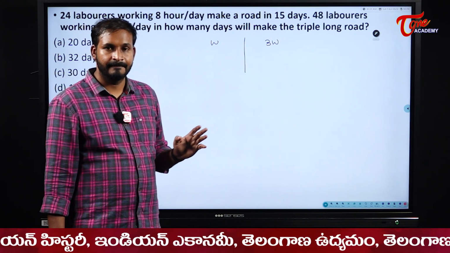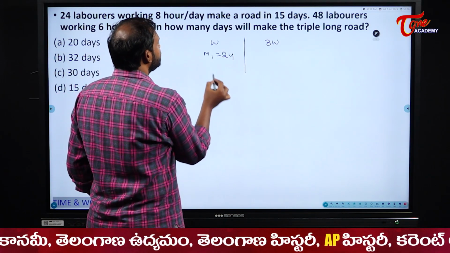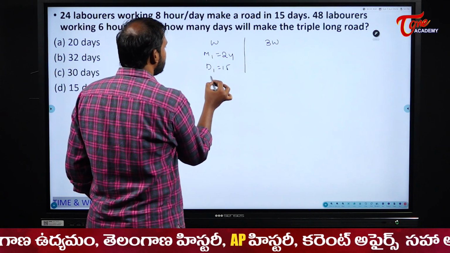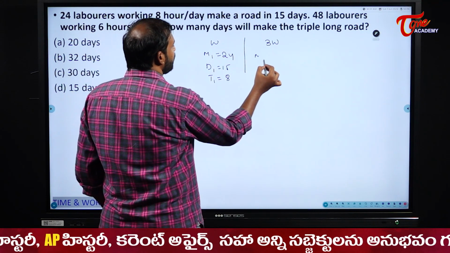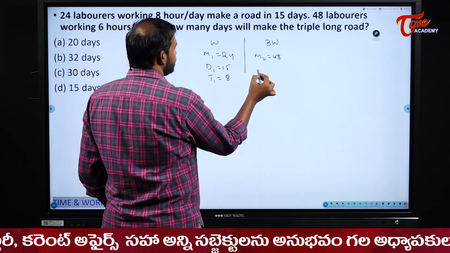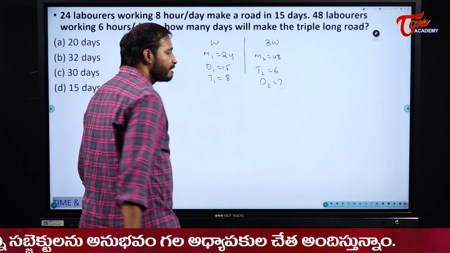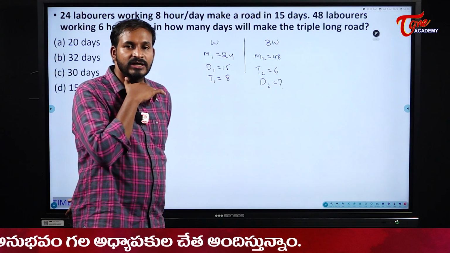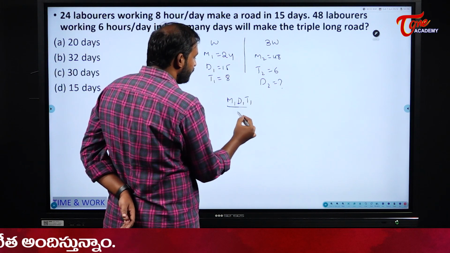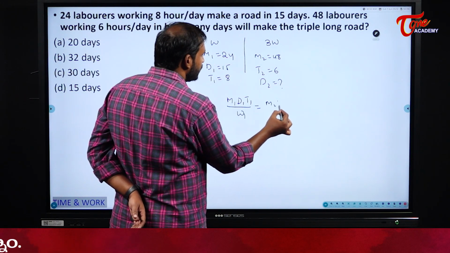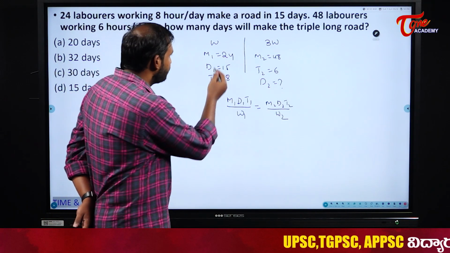So, 3W. Okay, now, in first case, M1 is how much here? 24 laborers. And D1 is how much? 15 days. And they are working for how many hours a day? 8 hours a day. Next, 48 laborers. M2 is what? 48. 6 hours a day. So, T2 they have given us 6 hours and they are asking us D2. So, when work is different, what is the formula we know, students? M1 D1 T1 by W1 is equal to M2 D2 T2 by W2.